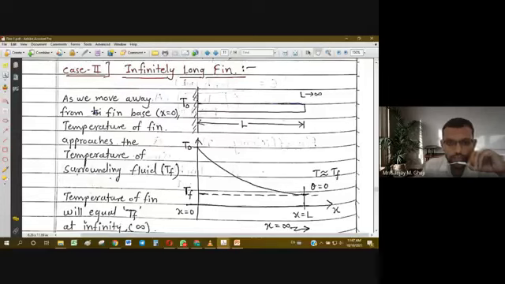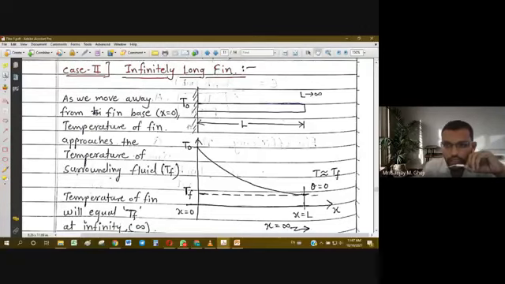So this is the base surface which is at T0 temperature, and its location is at x equal to 0. We are taking distances in the positive x direction from left to right. So positive x is in this direction. Then x equal to 0 means the base of the fin, and x equal to length L, which is the total length of the given fin, will be the location for the tip. So the right hand boundary is at x equal to L.